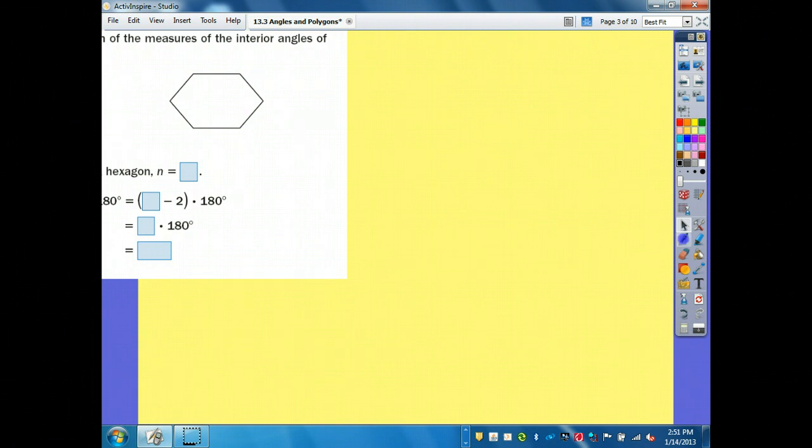Hexagonal. Polygon. It has 6 sides. 1, 2, 3, 4, 5, 6 sides. So therefore it is a hexagon. 6. S-I-X. Hex. H-E-X. 6. What's a heptagon then? Yes, a heptagon is 7. Octagon. 8. Nonagon. 9. Alright. Decagon? 10. Okay.